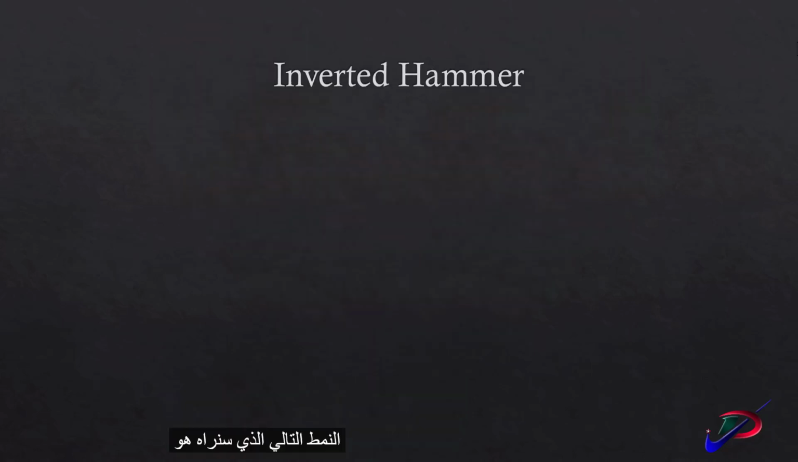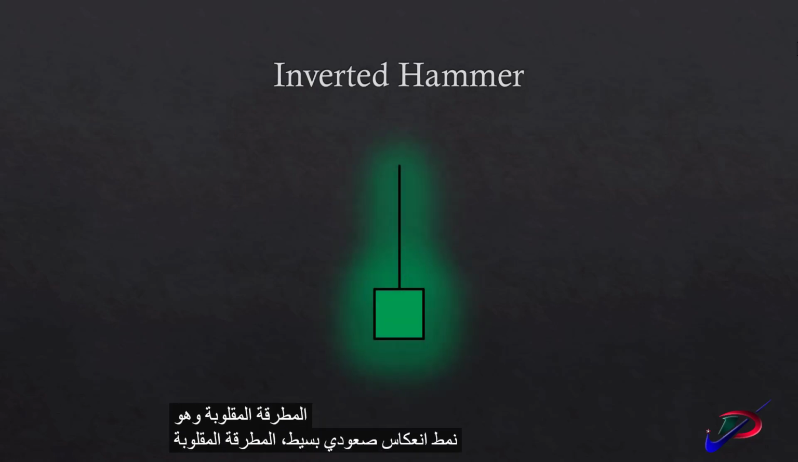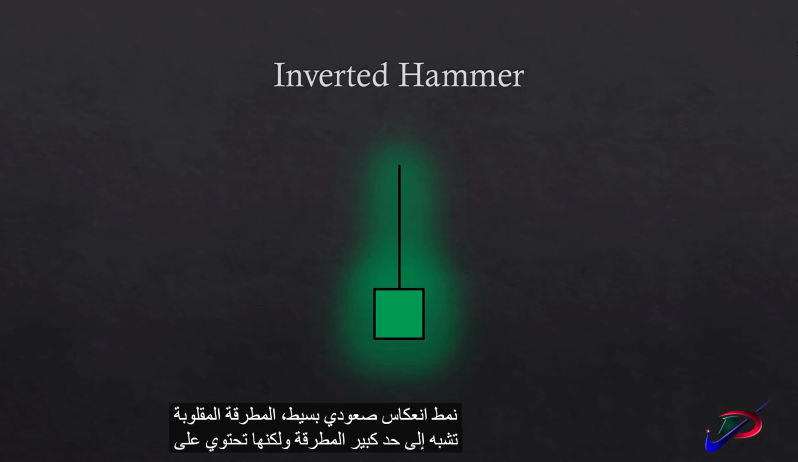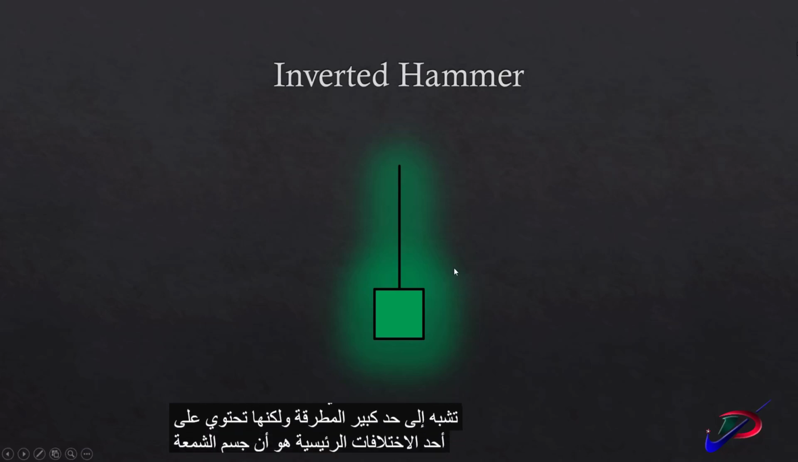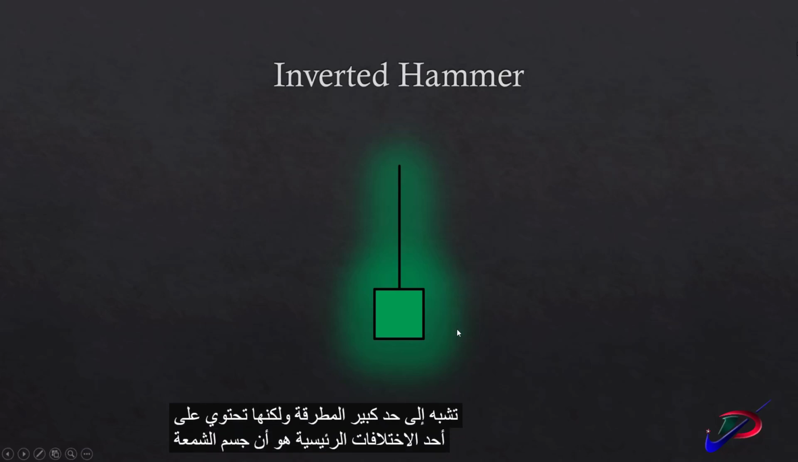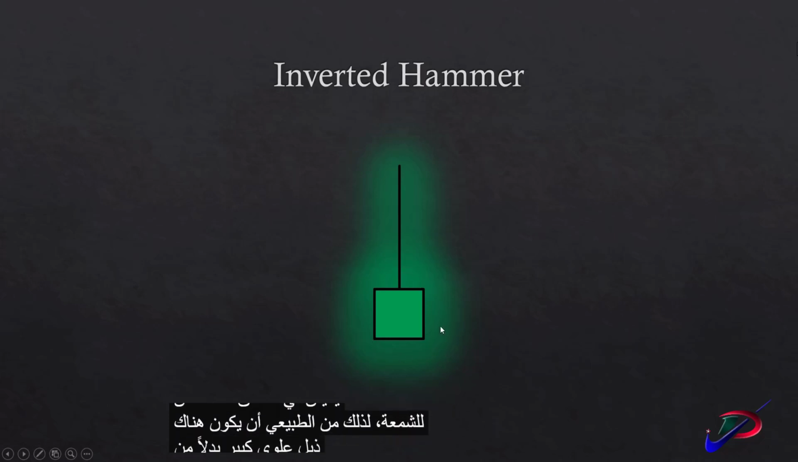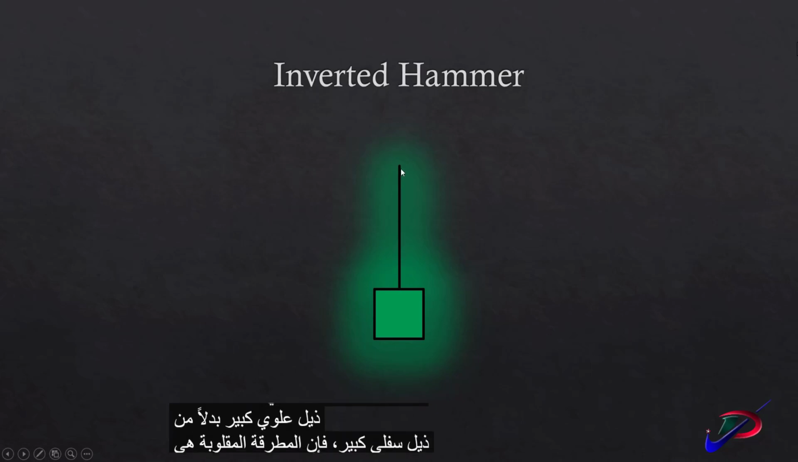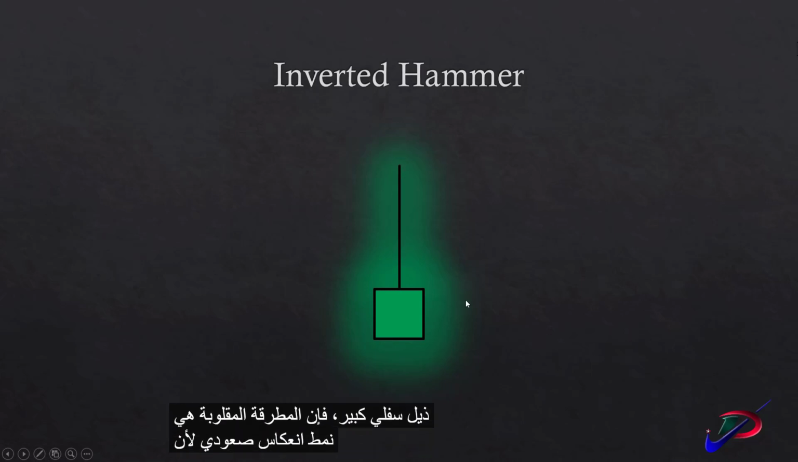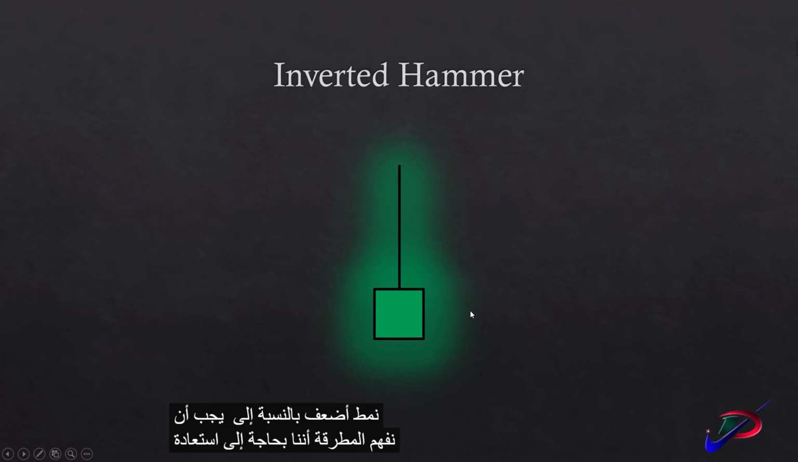The next pattern we are going to see is the inverted hammer, which is a simple bullish reversal pattern. The inverted hammer is very similar to the hammer, but it has one major difference. The candle body lives in the lower range of the candlestick, so naturally there is a large upper tail instead of a large lower tail. The inverted hammer is still a bullish reversal pattern because the candle body is bullish, but it's a weaker pattern relative to the hammer. To understand that, we need to roll back the internal history of the candlestick.